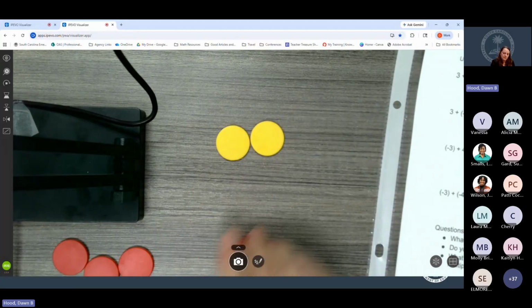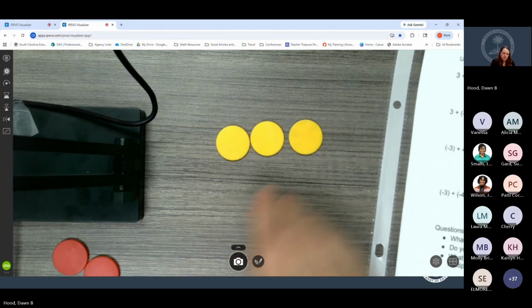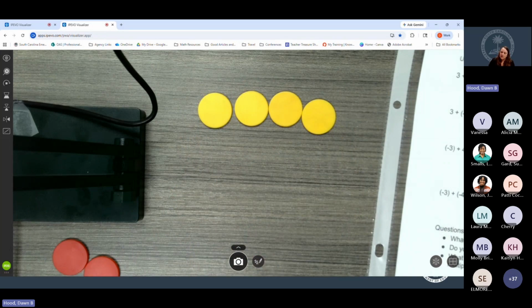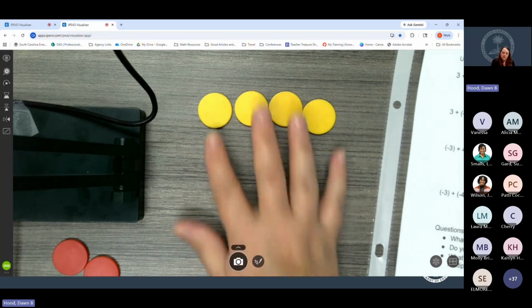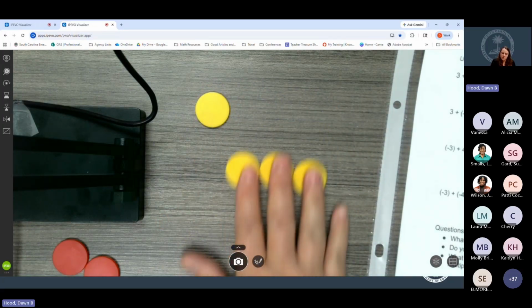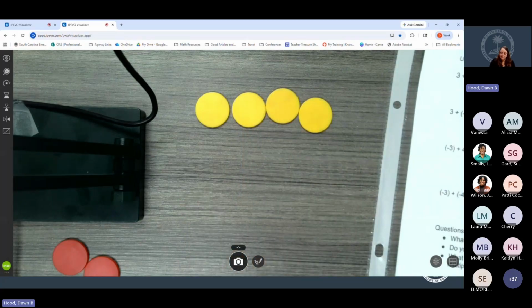I'm gonna put down 4 yellows. And I can say 4 take away 3. I'm gonna take away 3, which leaves me with 1. They should remember how to do this from elementary. Okay. But the next one is where it gets a little confusing.